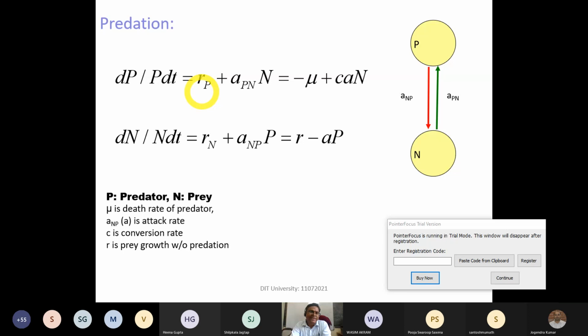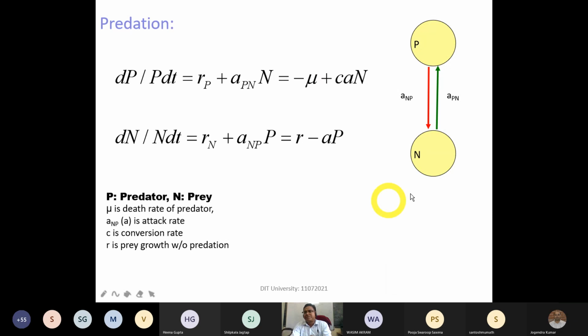Similarly, dP/dt, the predator growth per capita, is the same thing. That means the numerical response, how it predates here. It represents the energy transfer from prey to predator, and the natural growth rate. This small r represents the intrinsic growth rate, that means it has the birth rate and death rate of prey in the absence of predator, and this one is the natural mortality or death rate of the predator.